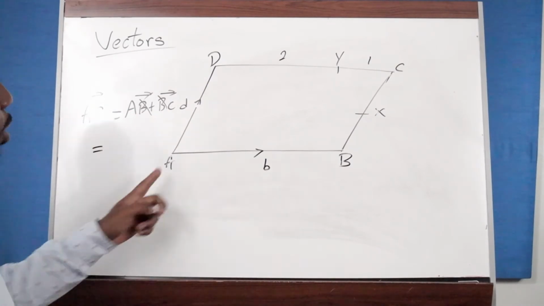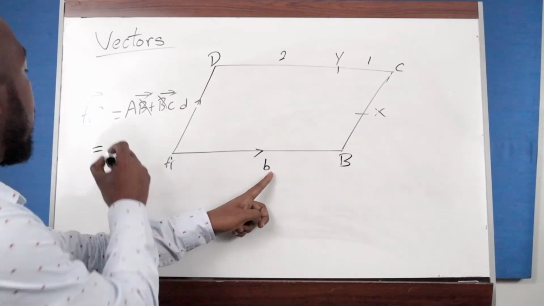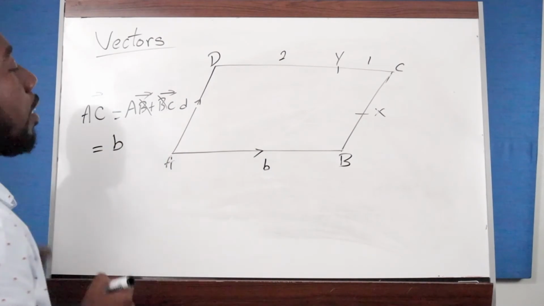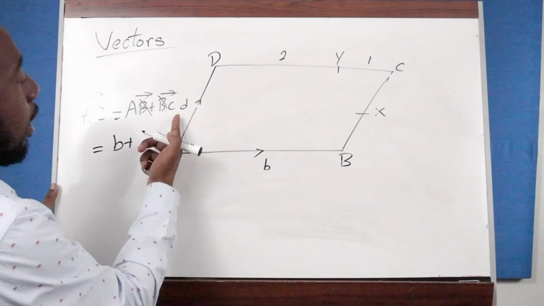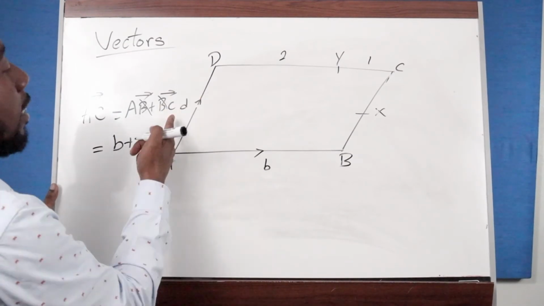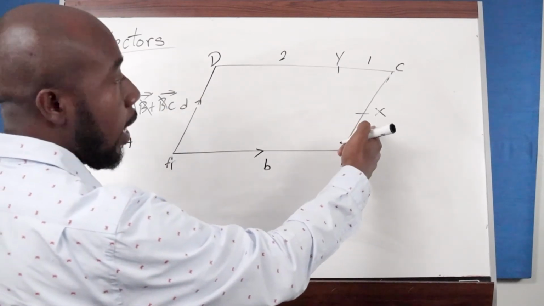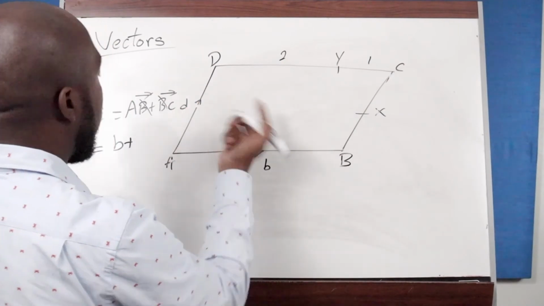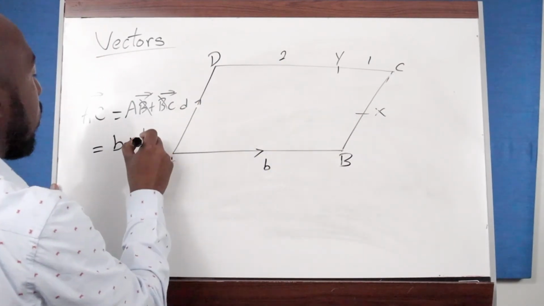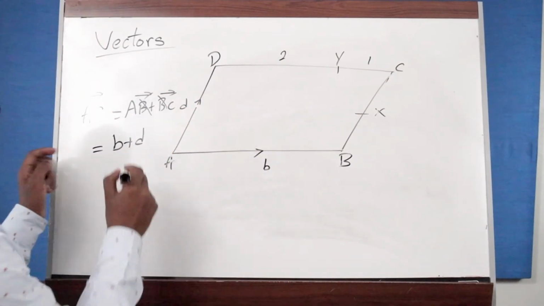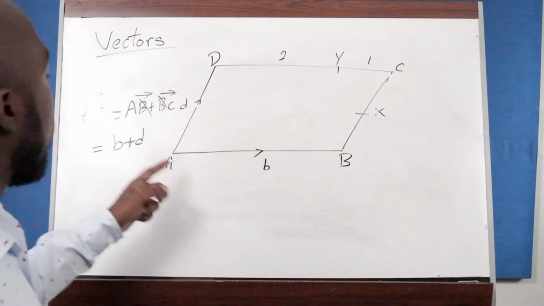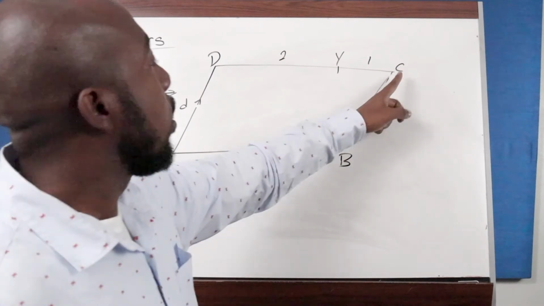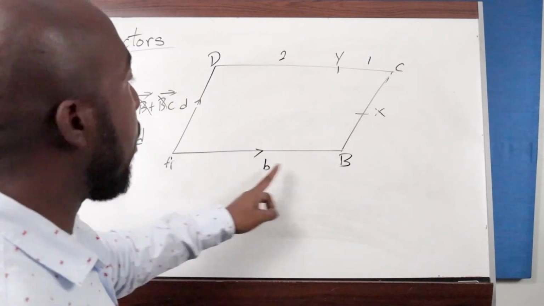Now, A to B is a vector b. A to B plus B to C. What is the vector here? Because the vector over here, A to D, is d. It's the same vector over here, d, because these two sides are equal. So d is over here also, so this is just the answer: b plus d. It says express it in terms of b and d. So if I want to get from A to C, it is vector b plus vector d.